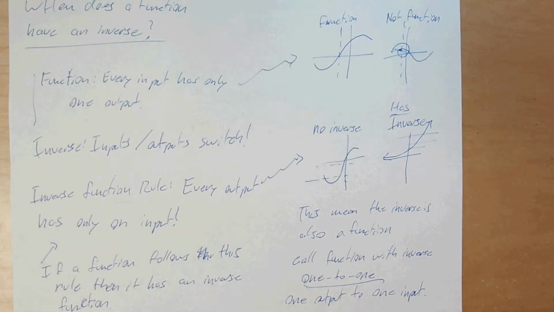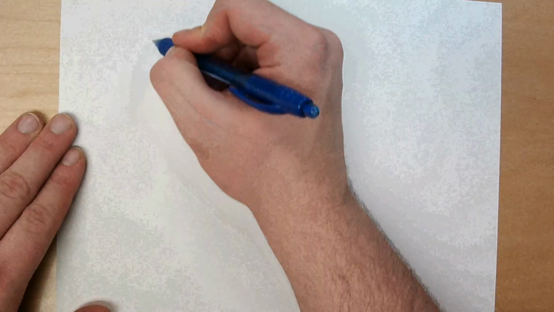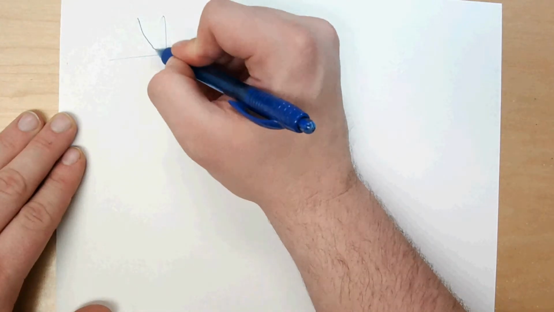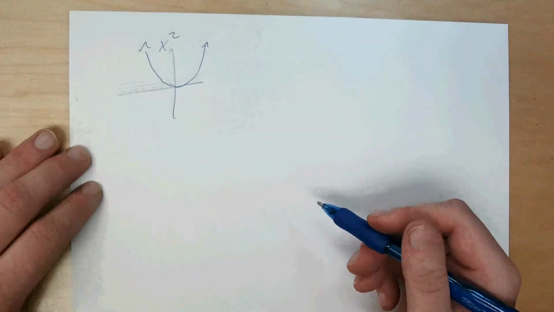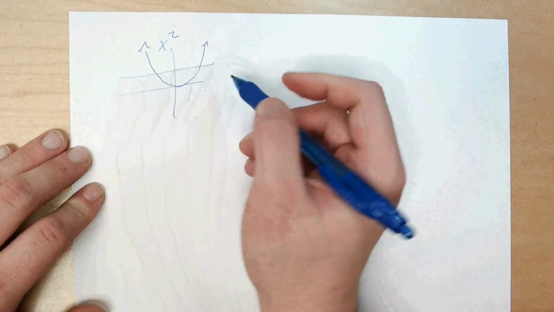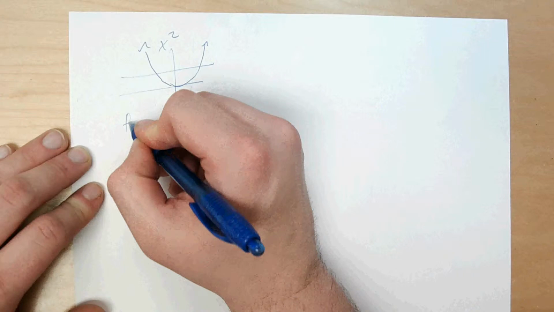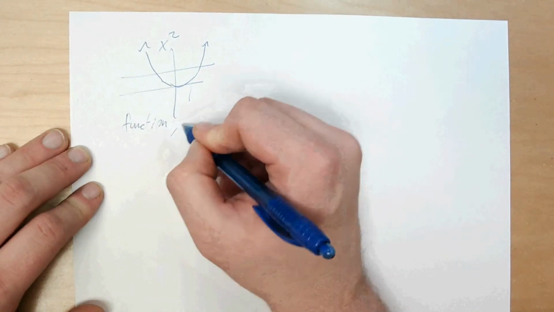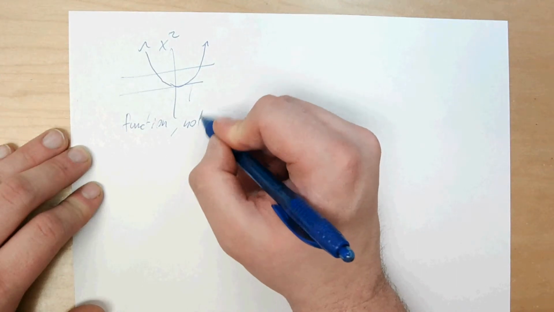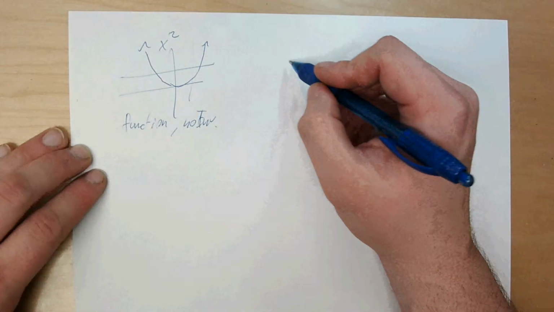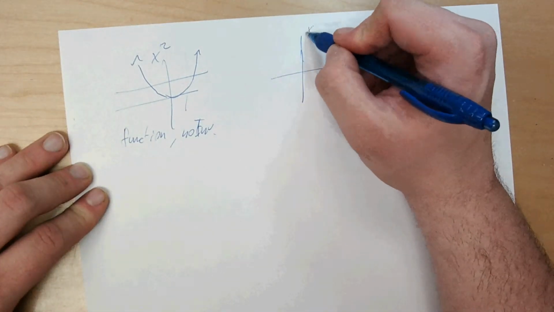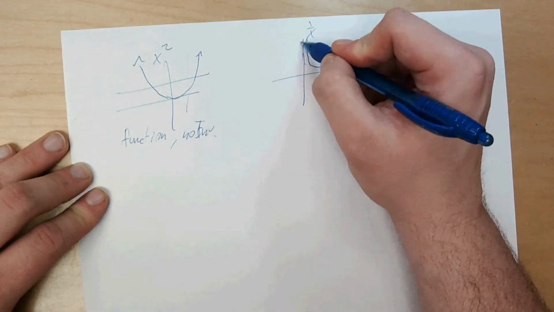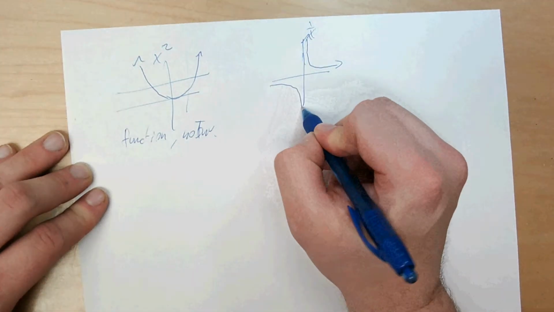Maybe we'll stay on this video, switch up the paper here, and do a few graphical examples. If I look at our good friend x squared, it's a function because it passes the vertical line test, but it has no inverse. Another function we know from this class is 1 over x. It's a rational function that looks like this, and it goes down like this.